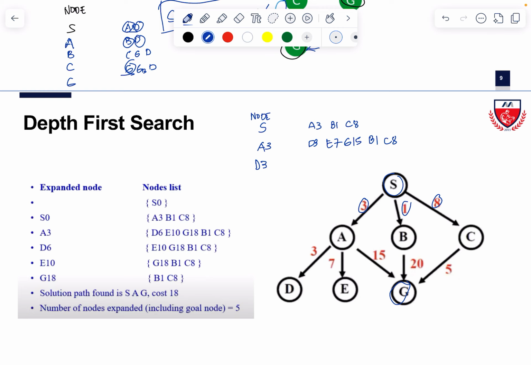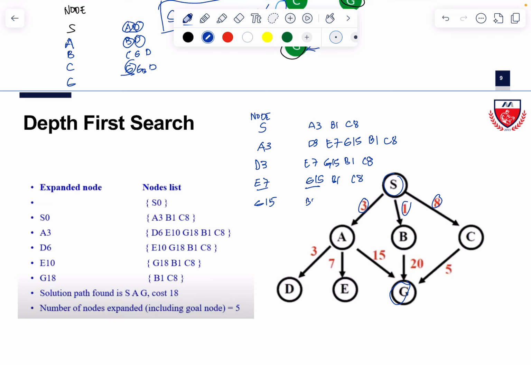So after visiting D3 node, let's write the remaining nodes: E7, G15, C8, and then let's visit E7. Still, there is no children of E7. And now, after visiting E7, we can now visit G15.